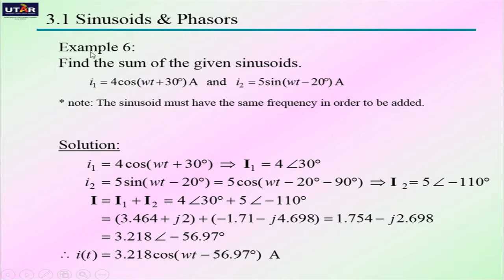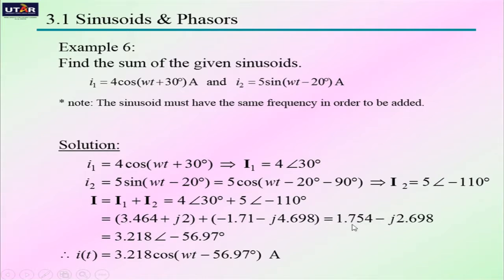So example 6 asks us to find the sum of these two sinusoids, I1 and I2. An easy way is to change them into polar form first. So I1 will be represented as 4 magnitude 30 degree, and I2 as 5 magnitude -110 degree. By changing them into rectangular form, we can add them up.